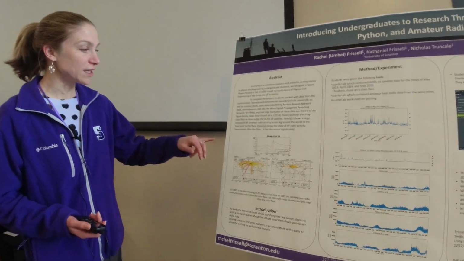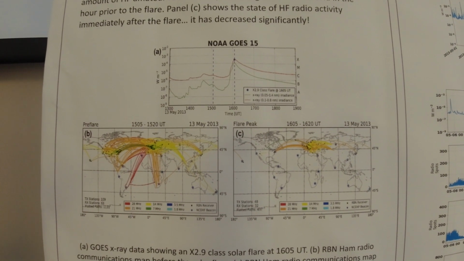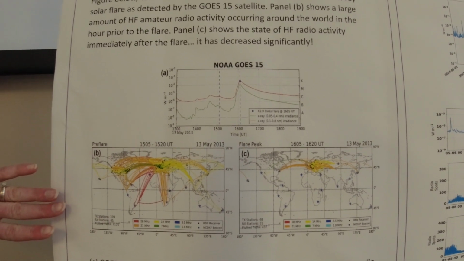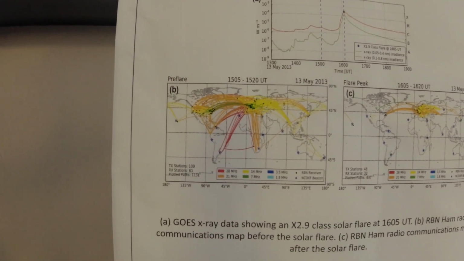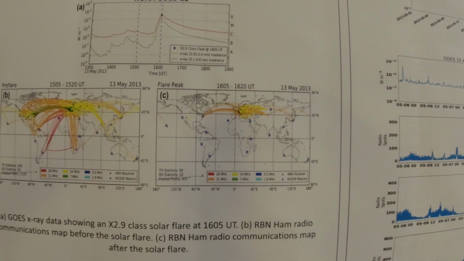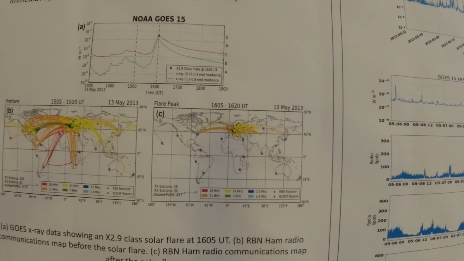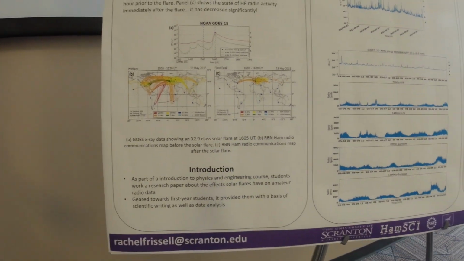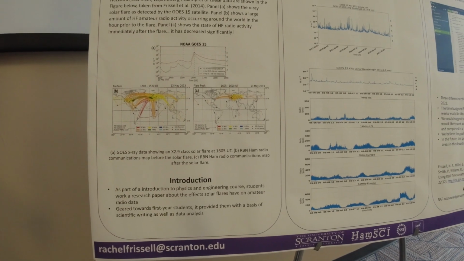So if you can see over here, here's the GOES 15 satellite. We see an X-class flare there. You notice in this figure over here, which is B, pre-flare, lots of different contacts made. Then in figure C, after the flare, there's a lot fewer contacts being made. So the goal that the students had was to analyze how the solar flare affects the ham radio data.